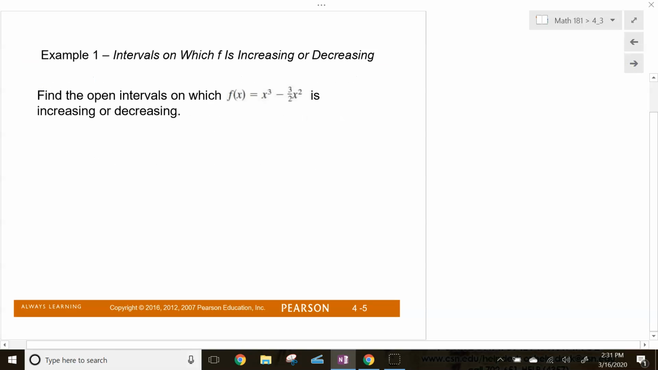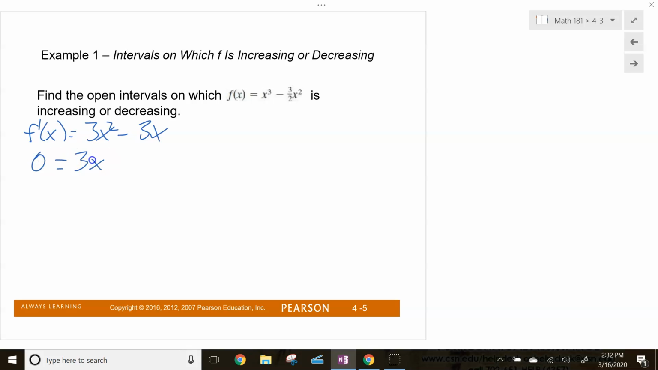So let's look at using the first derivative to get a feel for the graph of x cubed minus 3 halves x squared. Let's go ahead and take the derivative here. We got 3x squared minus 3x. Let's set that equal to 0 and factor out a 3x. So we've got 3x equals 0 and x minus 1 equals 0. So we've got critical points 1 and 0.